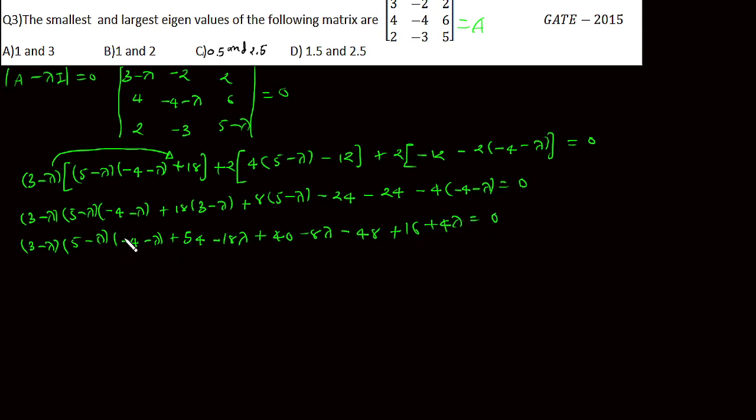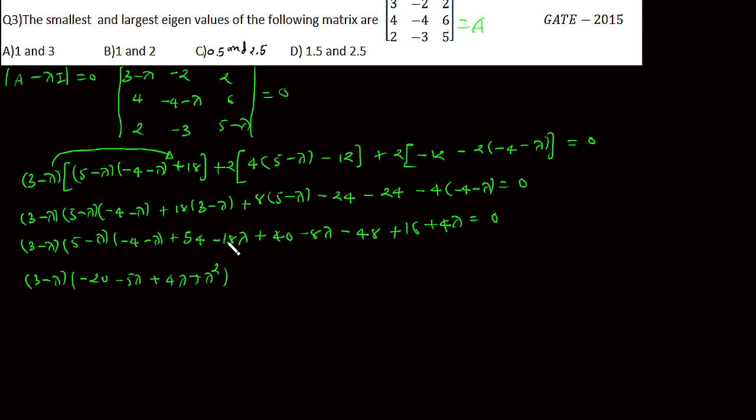Now let's multiply these two brackets. So 3 minus lambda minus 20 plus 5 lambda minus, sorry, here it is minus 5 lambda, now plus, here this 5 multiplied with this minus lambda, so minus 5 lambda. Now this minus lambda multiplied with this minus 4, so we are getting simply plus 4 lambda, and the last term will be lambda square.